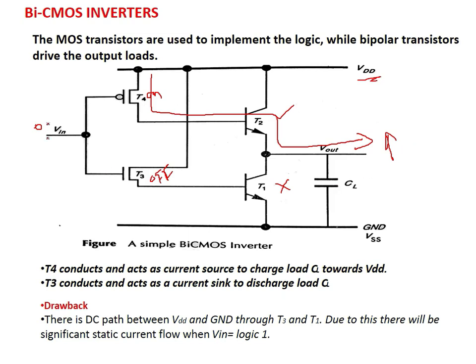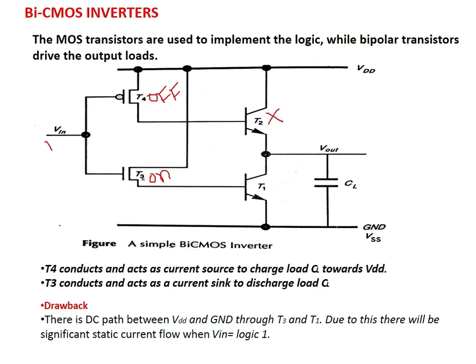Second case, for high input, for logic 1, this T4, this is PMOS, that's why it becomes off. Input is 1. Now the NMOS transistor becomes on. It is off means open, there is no current flow. It is open means this transistor is off.